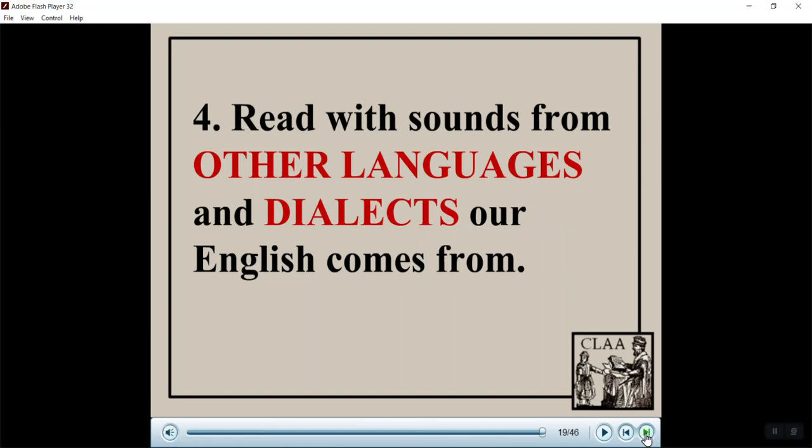The fourth step in reading English words is to read with sounds from other languages and dialects our English comes from. Sometimes thinking of spoken words will not help you. Reading with classical sounds will not help you. Reading with ecclesiastical sounds will not help you. You'll need to know the other languages and dialects our English comes from to read some words.